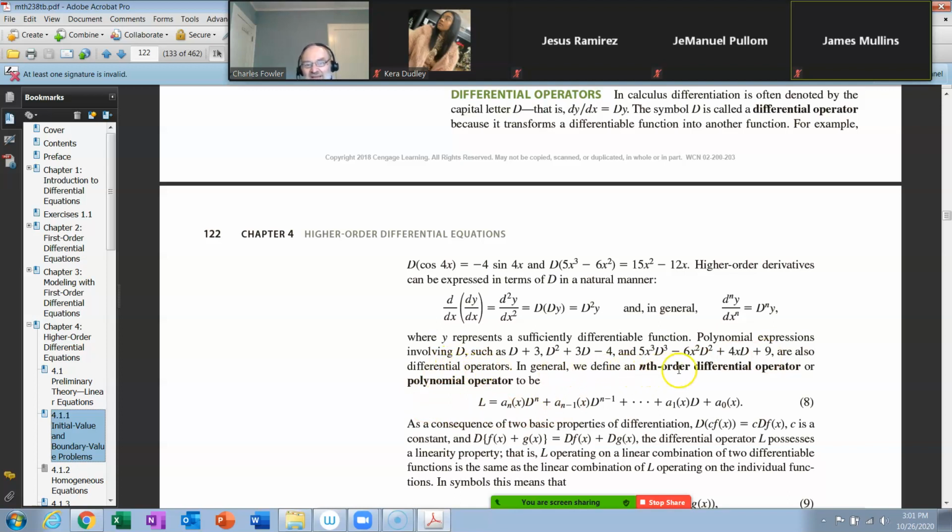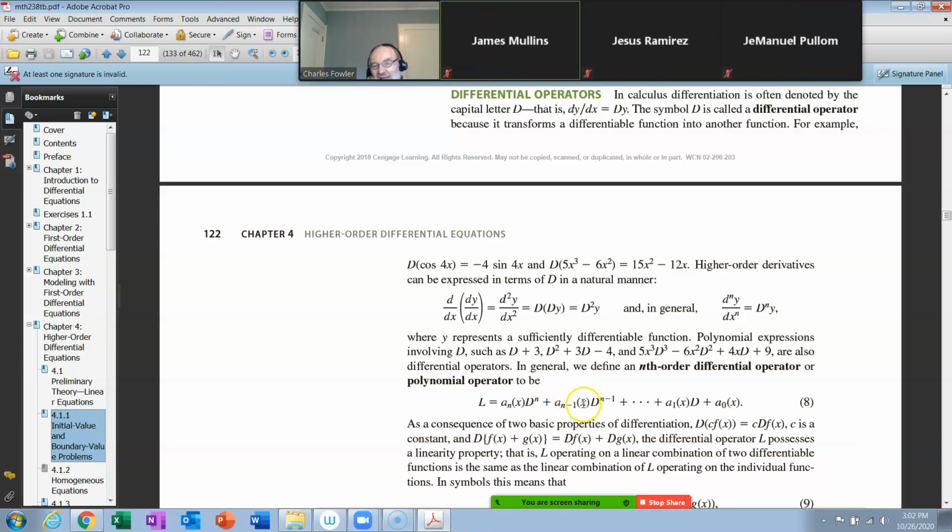In general, we define the nth order differential operator or polynomial operator, remembering, understanding it is a differential operator. Okay, now here they introduce a new one. Okay, why? I don't know. This new operator is L, and that basically stands for a linear operator, and that would be a sub n of x times your D, the nth derivative of your function y, plus your a sub n minus 1 of x times your n minus first differential operator.